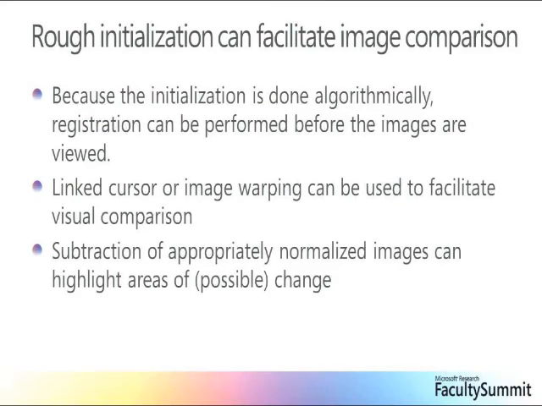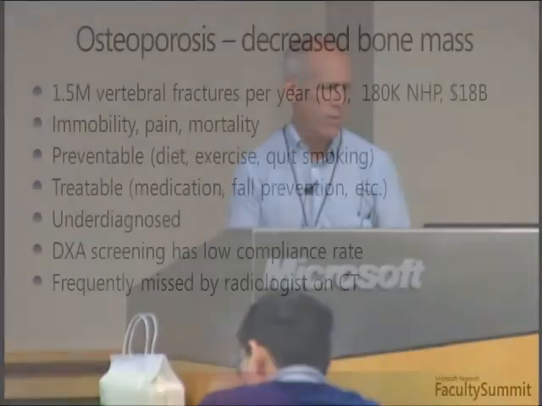And so I think the point that Steve was making is that rough initialization can facilitate image comparison. Again, registration can be done offline from the user perspective. Before the images are viewed, we can use a link cursor, image warping, whatever your favorite tool for comparing images. If we get a really good registration, which is typically only possible in the head, which behaves essentially as a rigid body, we can even use subtraction to highlight areas of change.